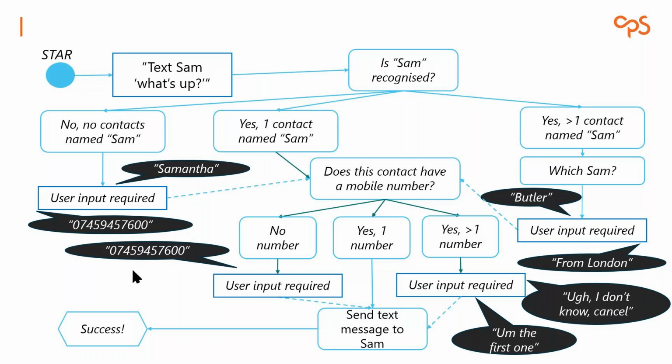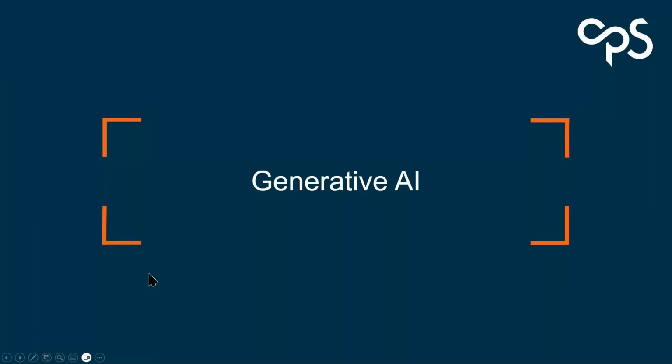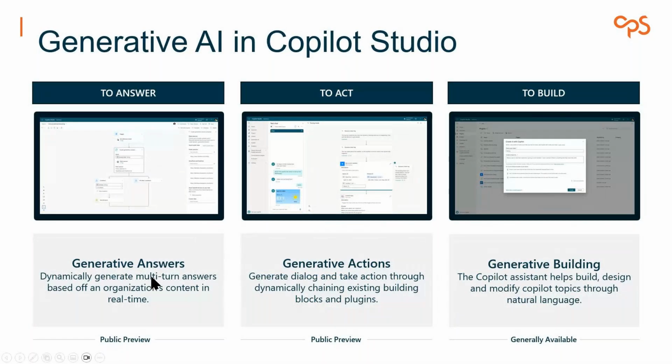And when we created Power Virtual Agents, you had to think about a lot of this content because generative AI was not available. However, with the ability of now utilizing generative AI within our solutions, what we can do is we can use generative answers. And that is the ability to dynamically generate multi-turn answers based off your content in real time.